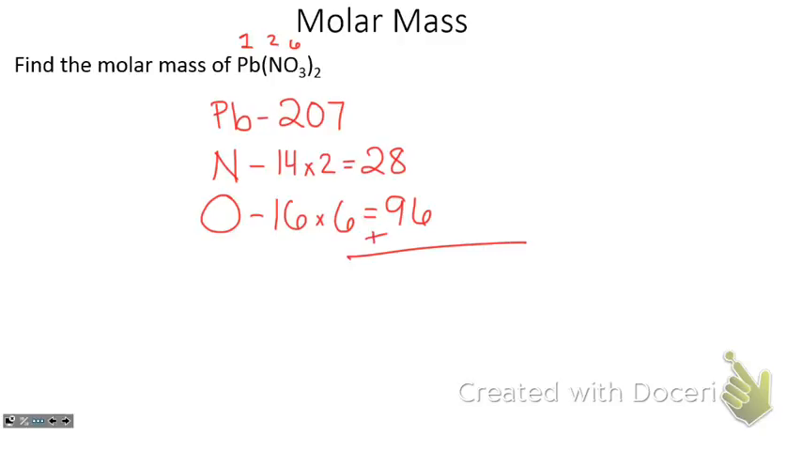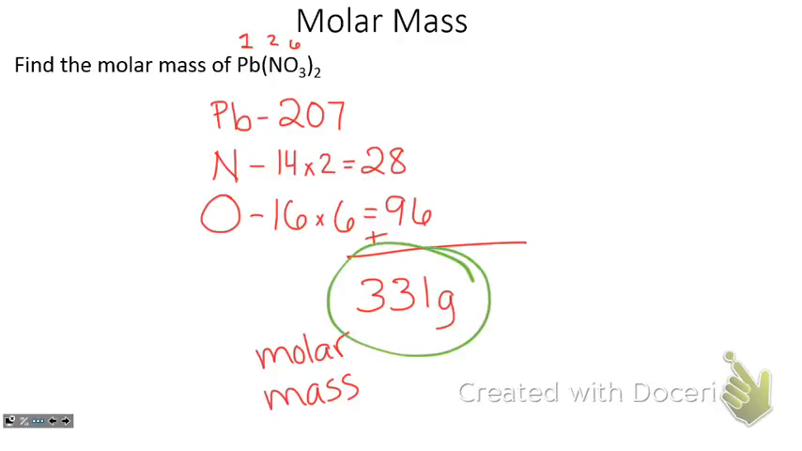Now I'm going to go ahead and add all those numbers together. Add in your calculator 207 plus 28 plus 96. Once you do that, you should get a final molar mass of 331 grams. Again, that is the molar mass. And what does that mean? That is the mass of 1 mole. So we can use this number in conversions when converting from grams to moles or moles to grams.